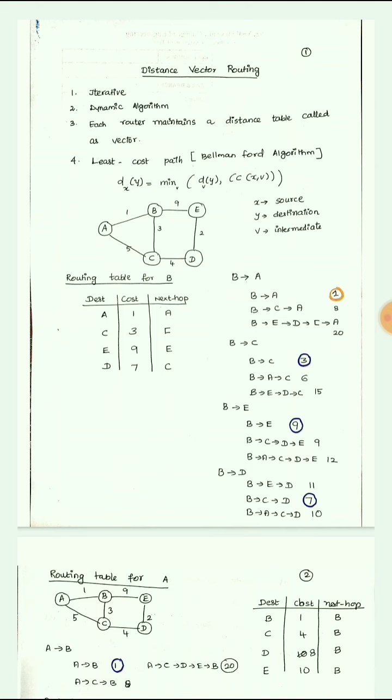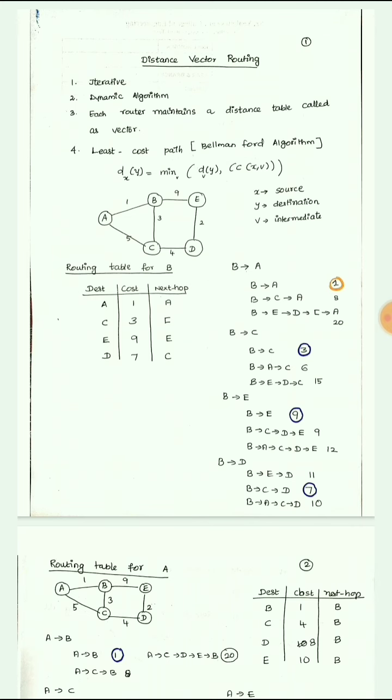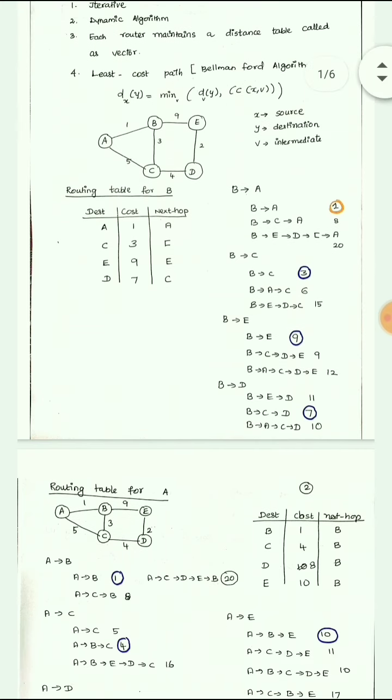It's a dynamic algorithm run by all the routers in your network. Each router maintains a distance table, called a vector table, in order to maintain a metric called cost. That will give you the distance between the router and any other router in your network. This distance vector routing algorithm uses the Bellman-Ford logic in order to identify the minimum cost of any path.